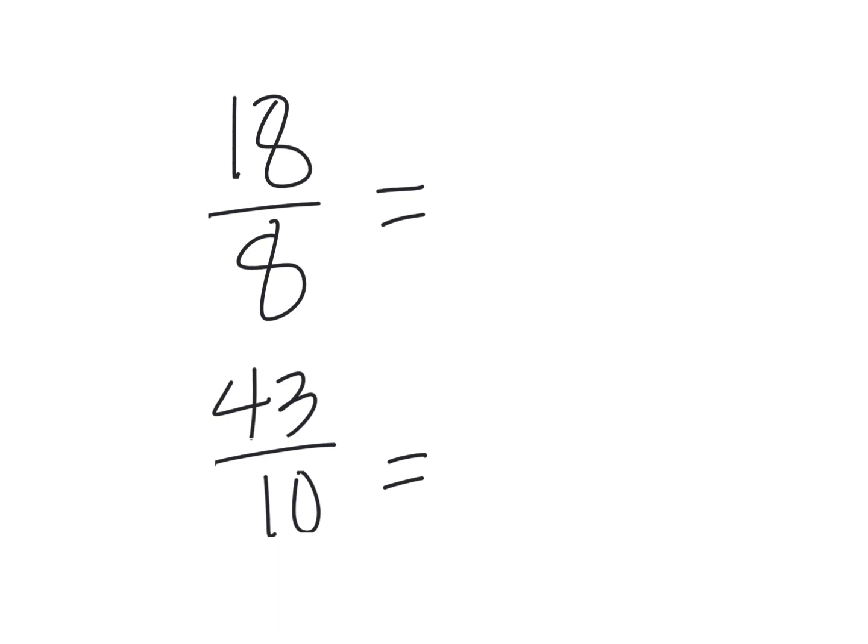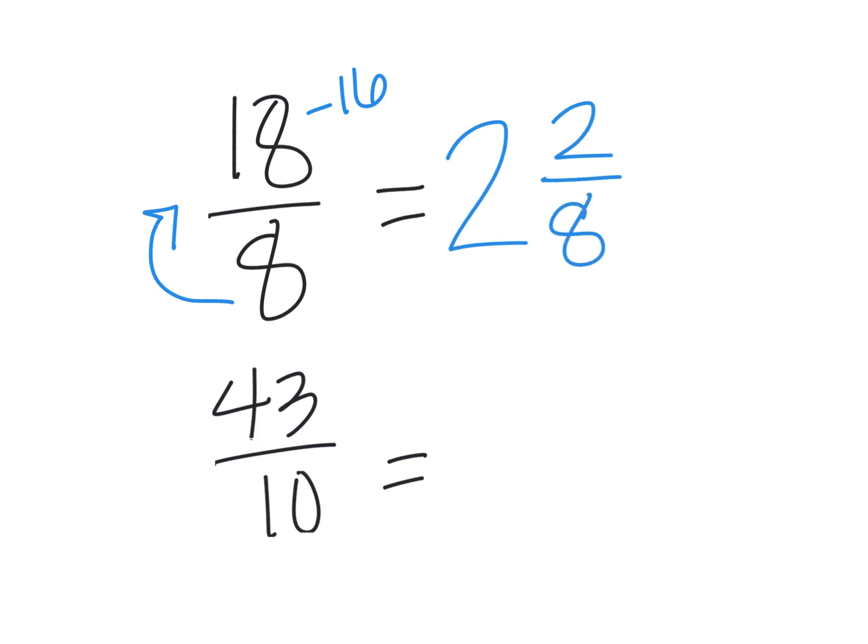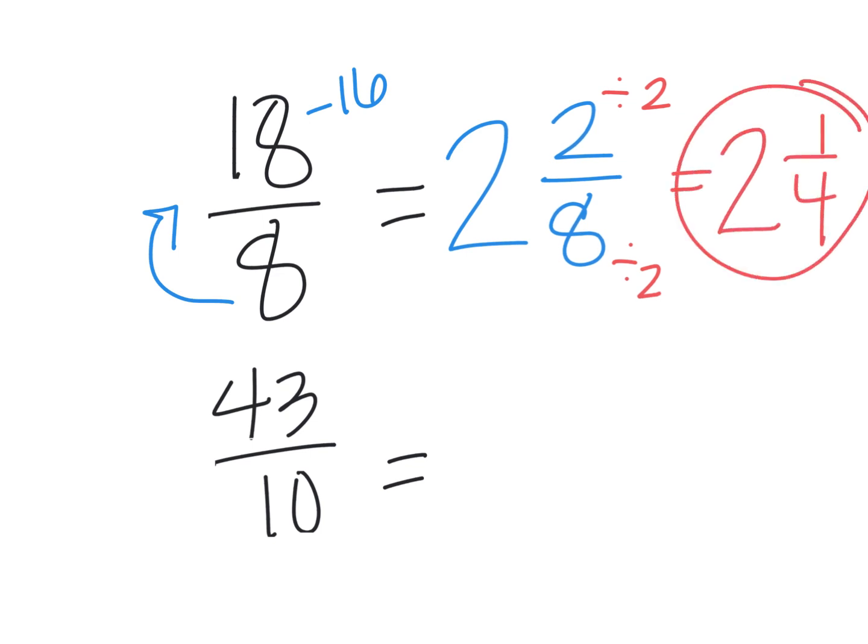Let's try a couple more. 18 eighths. First I ask myself, how many times does 8 go into 18 full times? 8 goes into 18 2 times. So 2 is going to be the whole number for the mixed number. And 8 times 2 is 16, so I'm going to subtract that from my numerator. 18 minus 16 is 2. Keep the denominator the same. So 2 and 2 eighths. And then we always want to simplify, and I know that 2 and 8 can both be divided by 2. So 2 and 2 eighths would be the same as 2 and 1 fourth.